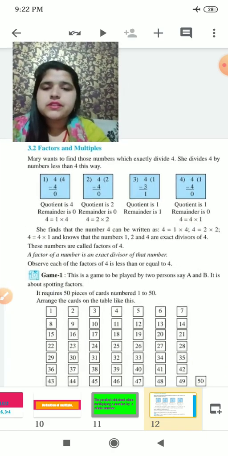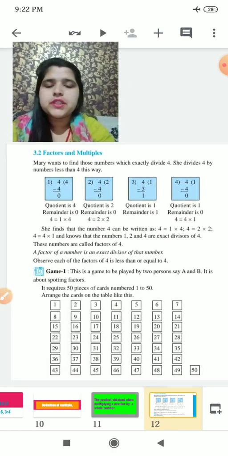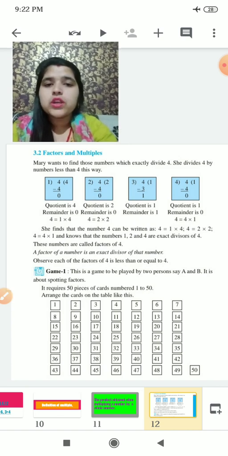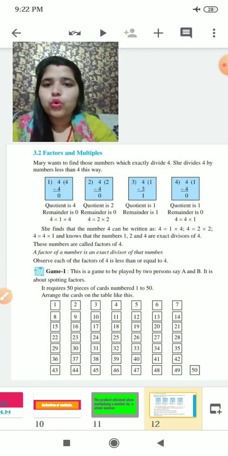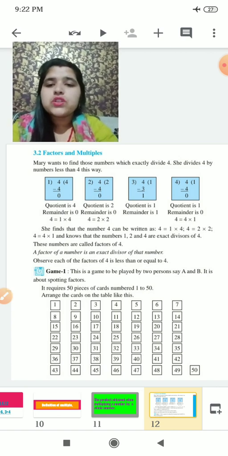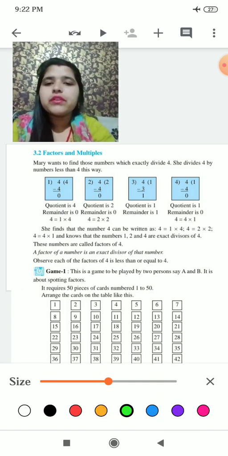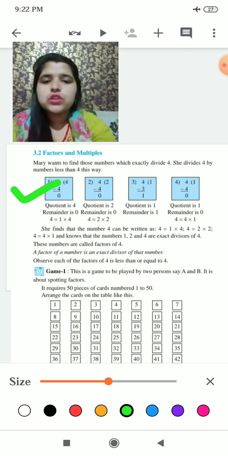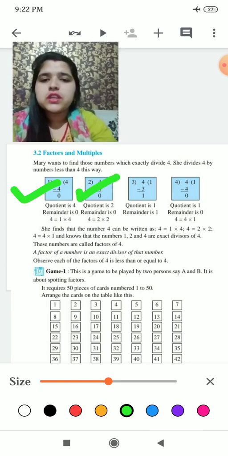As we can see here, factors and multiples. Mary wants to find those numbers which exactly divide 4. She divides 4 by a number less than 4. So we can take the whole numbers like 0, we can take 1, we can take 2. So when she is dividing 4 by 1, she is having 4 as the quotient and the remainder is 0. Here when she is dividing by 2, she has the remainder 0 and quotient 2.